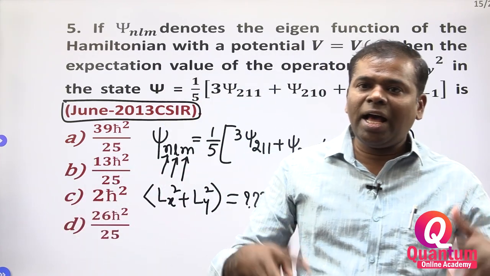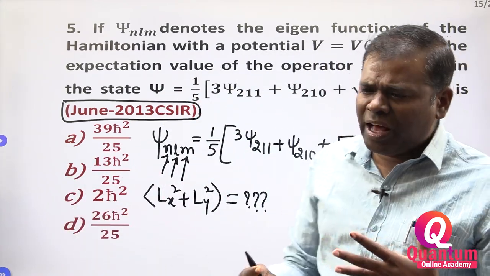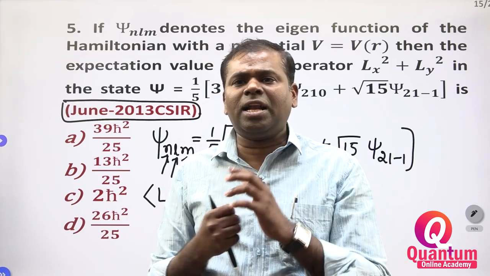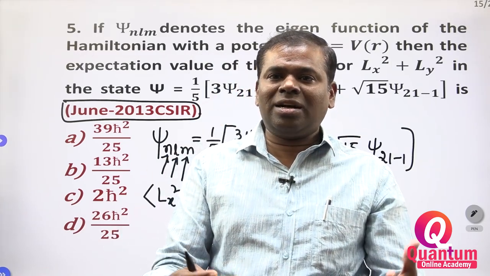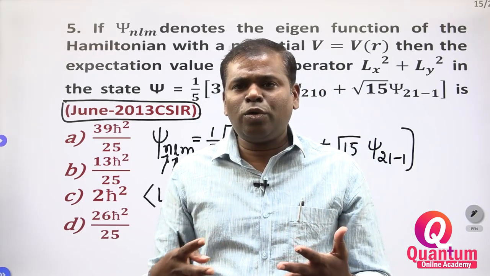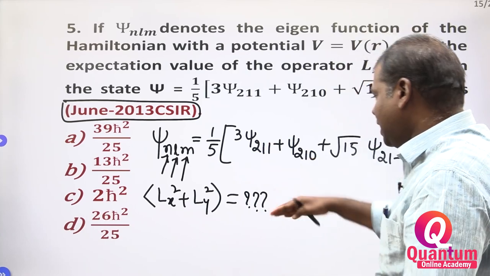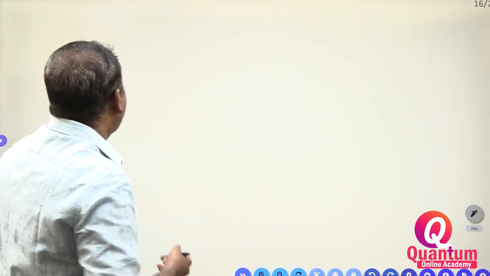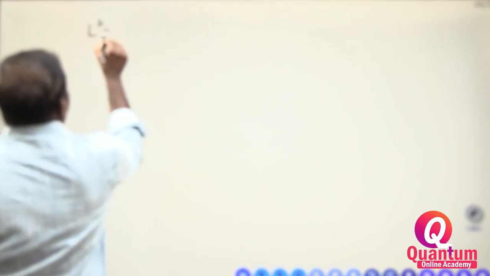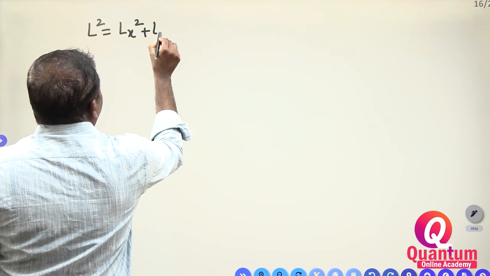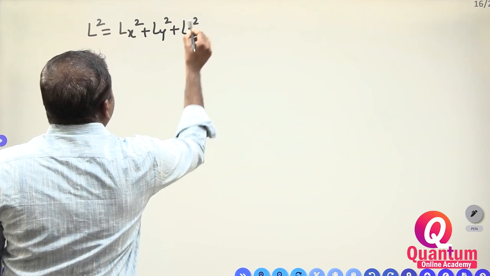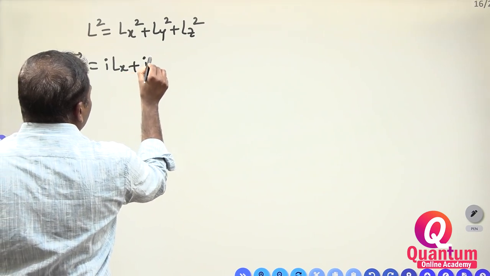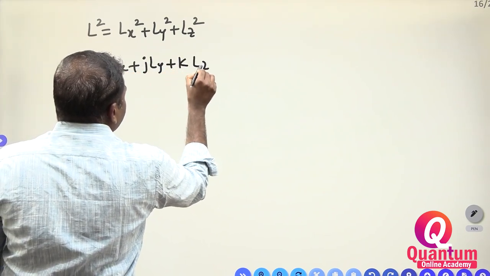Now you have to see. This is the orbital angular momentum question. Maybe they will ask spin angular momentum, maybe addition of angular momentum, maybe orbital angular momentum, maybe Clebsch-Gordan coefficient questions also. Whatever question they may give, that area is the same, that area you have to learn. How we have to solve this question, you have to see. But you know one thing, L square is equal to Lx square plus Ly square plus Lz square, because L is a vector quantity, i into Lx plus j into Ly plus k into Lz. This is the vector.